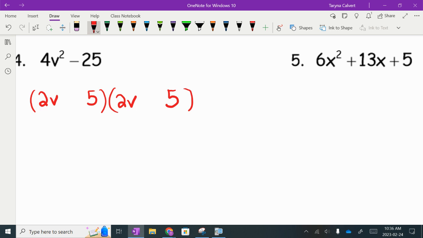So students usually like when they see those, right? Because they're very quick. There's not a lot of thinking involved. You know that you need two brackets that are exactly the same before you put your signs in, right? And the only way that that can happen is if these are perfect squares, which they will be.